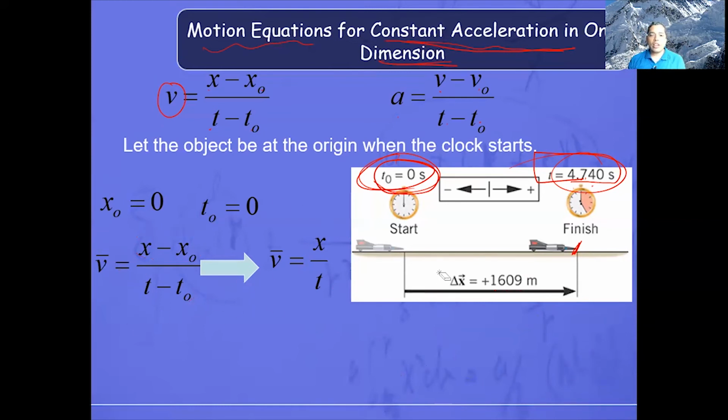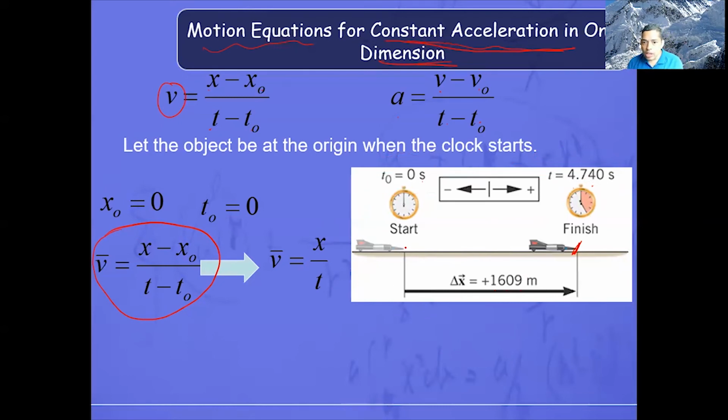Now I'm going to tell you something about the average velocity. Average velocity can also be found. So this is one of the formulas we have to find average velocity. But the average velocity can also be found by a different formula. So what is that formula?